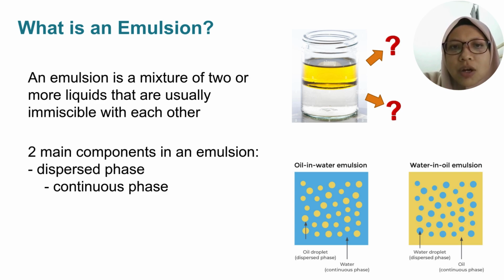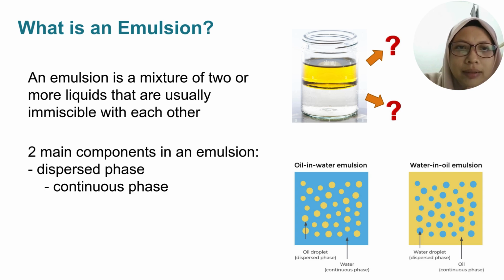For example, oil in water emulsions, so minyak dalam air. The disperse phase will be the oil lah. So you can see on the left side, the oil droplet in the water. The oil droplet will be the dispersed phase, whereas water will be the continuous phase.